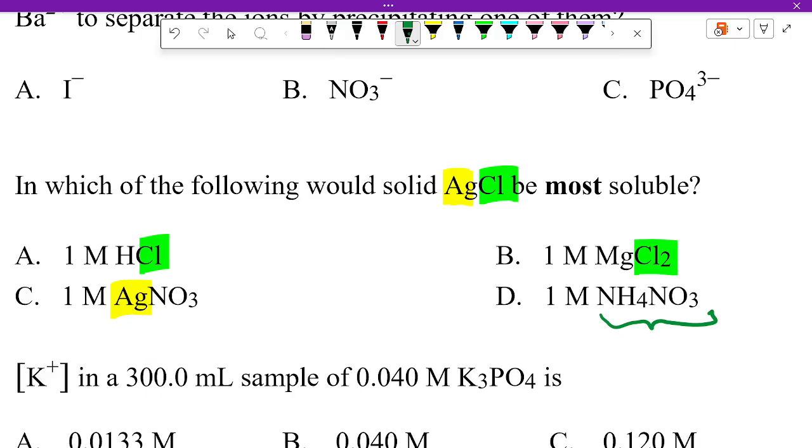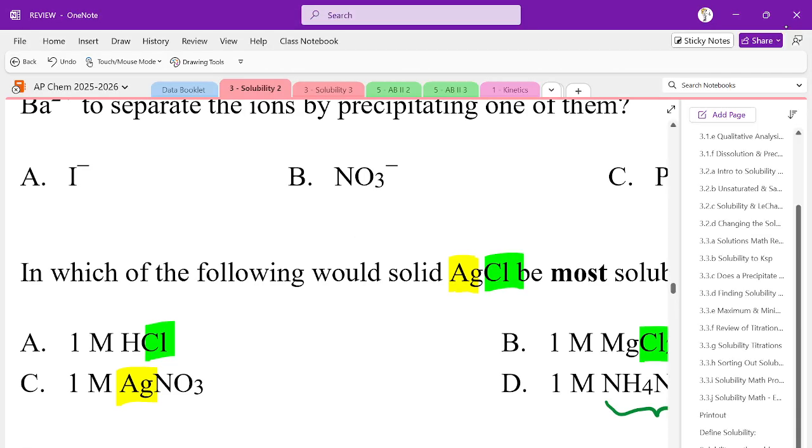Any more? In the book? Yes. Pardon me? Uh-huh. Yeah. Come show me and then I can put it on the overhead.